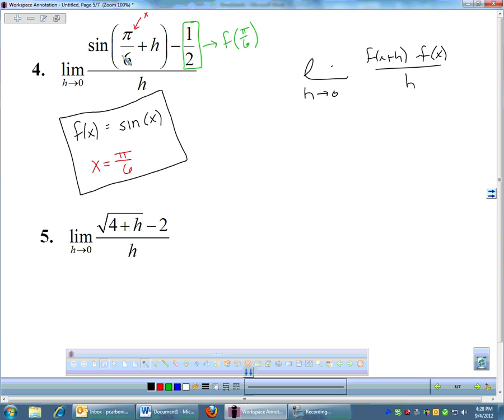Very easy to do once you know shortcuts. So that's why you need to be able to identify these functions. It allows you to answer limits quickly. Let's see, moving on to number 5, exact same definition.